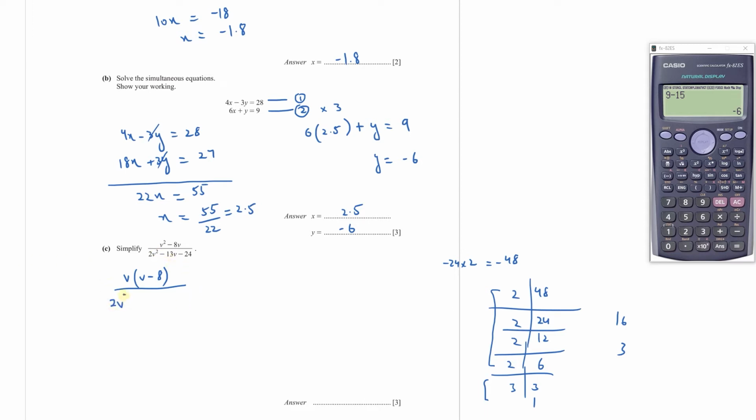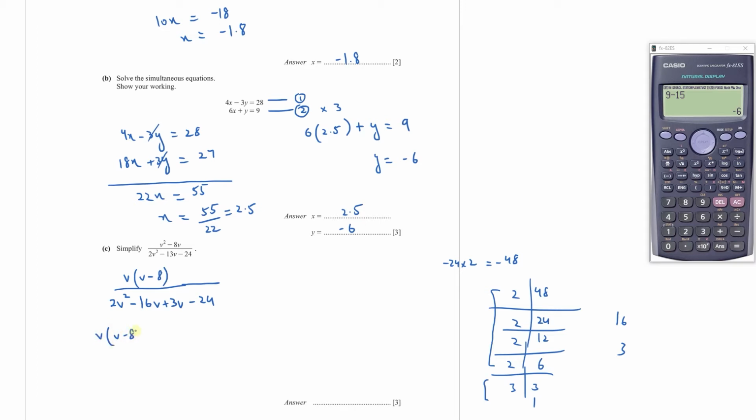So let me write this here, 2v square minus 16v and then plus 3v. So minus 16v plus 3v will be minus 13v. So minus 24. If I multiply minus 16 with positive 3, I get minus 48. And if I add them together, this has a negative sign, so I get minus 13. So then I can take 2v common.